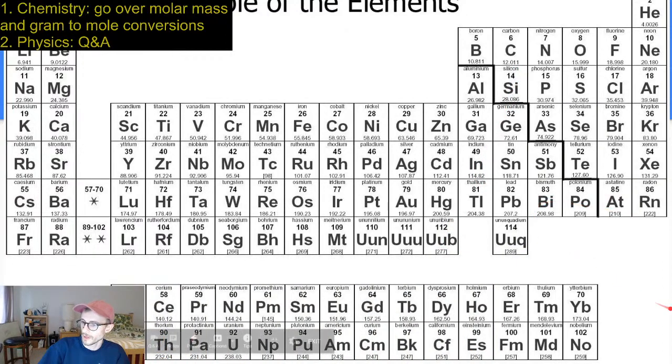Here we go. All right, the units for that are grams per mole. So that means that in 1 mole of carbon, there's 12.011 grams of carbon.